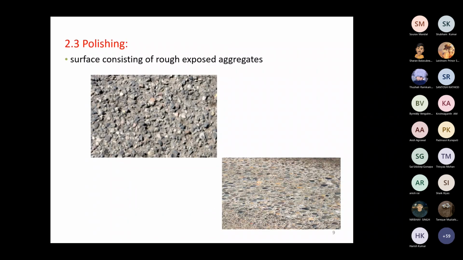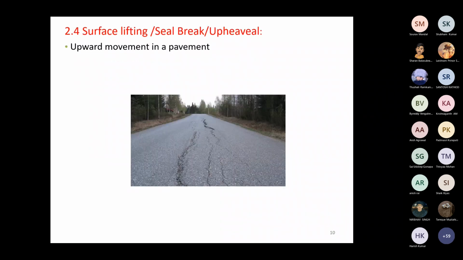Next one is polishing. It's a surface consisting of rough exposed aggregates. You can see the aggregates are exposed, and the surface will become rough or polished over a period of time. This is due to improper aggregates, so you have to check the properties of the aggregates, in particular the polishing value of the aggregate. If not, then this defect will occur.